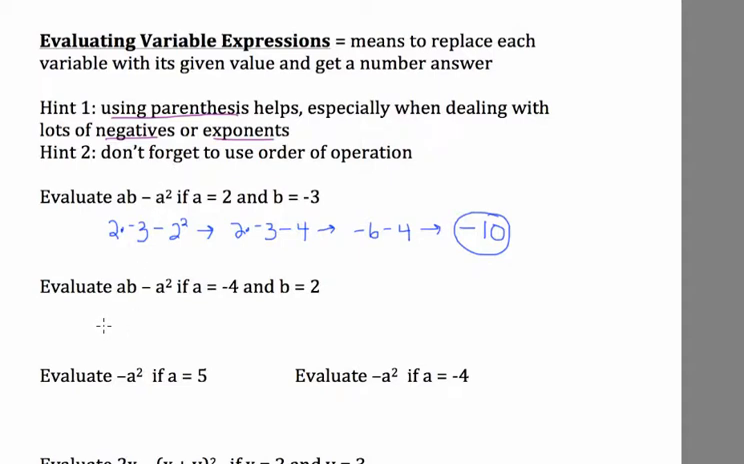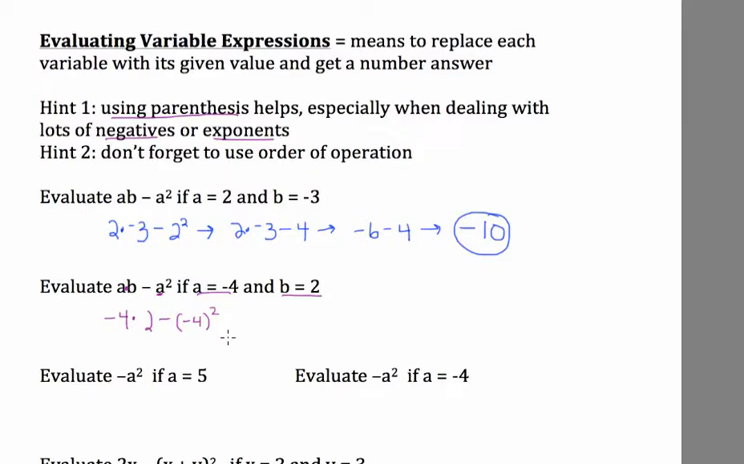So let's look at this example. AB minus A squared. Again, remember that when A and B are right next to each other, that assumes multiplication. So A is negative 4 and B is 2. Just replace the A's and the B's with negative 4's and 2's. A is negative 4, so A times 2 minus, now here, A is negative 4. I want to replace A with a negative 4. I'm going to put that in parentheses.